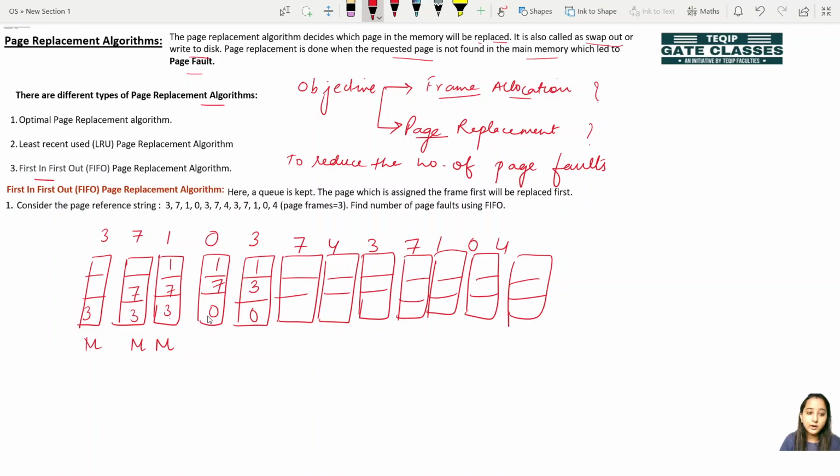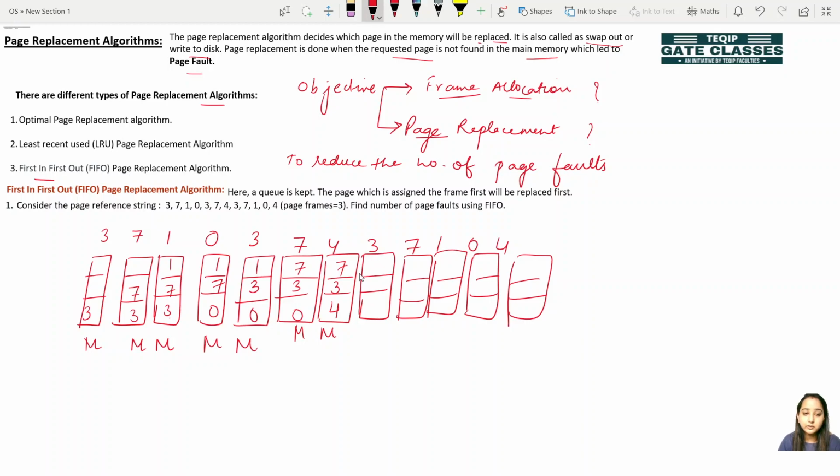Every time you have to replace the pages in the frames, a miss occurs. Then 7 came, and 7 is not present, so it will be replaced by 1, because initially 1 was added before 3 and 0, so 1 will get replaced by 7. Next, 4 will replace 0, because 0 came before 3 and 7. Here also a miss occurs.